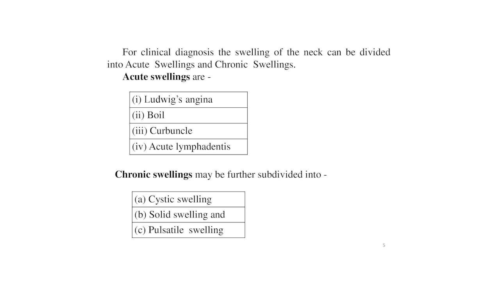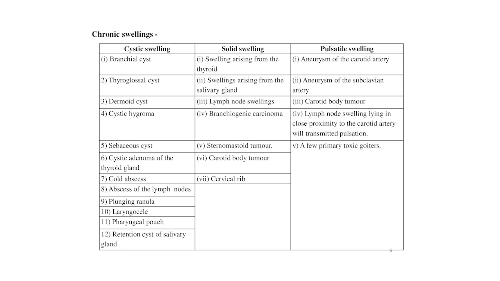For clinical diagnosis, the swelling of the neck can be divided into acute swelling and chronic swelling. Acute swellings are Ludwig's angina, boil, carbuncle, and acute lymphadenitis. These boils, carbuncles, and lymphadenitis we have already seen in our previous surgery lecture. Chronic swellings may be further subdivided into cystic swelling, solid swelling, and pulsatile swelling. Chronic swellings are of three types: cystic, solid, and pulsatile.